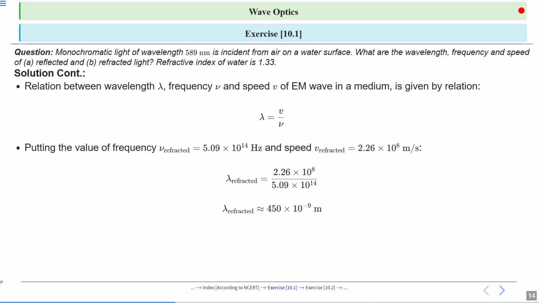After solving the calculation, we find that lambda refracted is approximately 450 times 10 to the power minus 9 meters, or 450 nanometers. This result shows how the wavelength of light changes when it enters a medium with a different refractive index. So the wavelength decreases due to the higher refractive index of water.